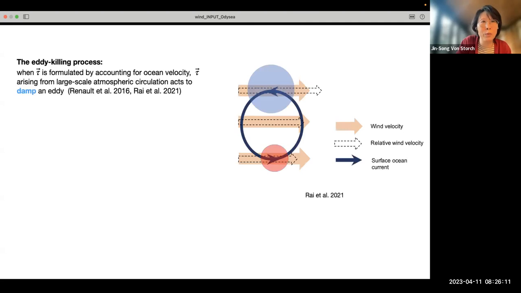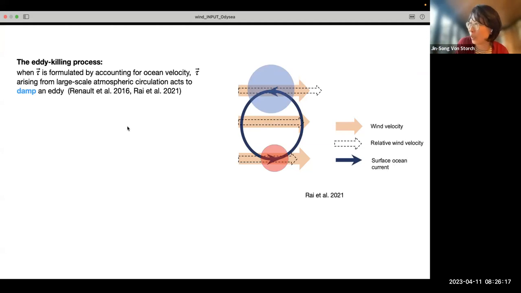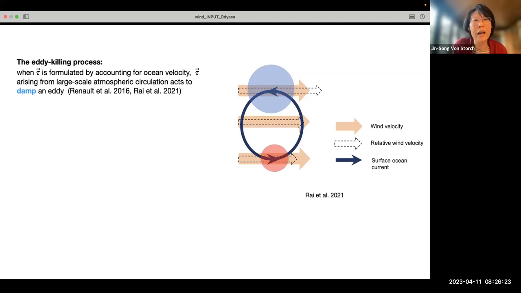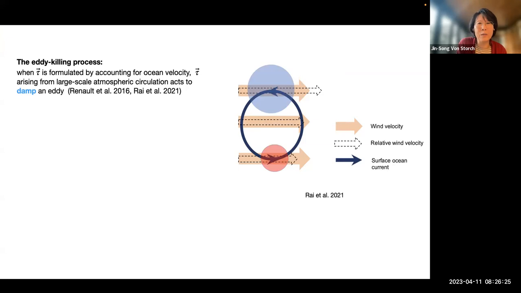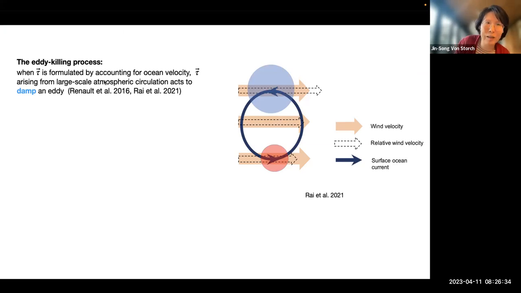I think I need to move a bit faster. One thing is that we got wave input, or energy power input, which is quite low, and how to understand that. And we think that has something to do with this eddy killing process. So if the wind stress is formulated as depending on the relative velocity between air and water, then this wind stress arising from large-scale circulation can act to damp an eddy, and this is described in this figure.